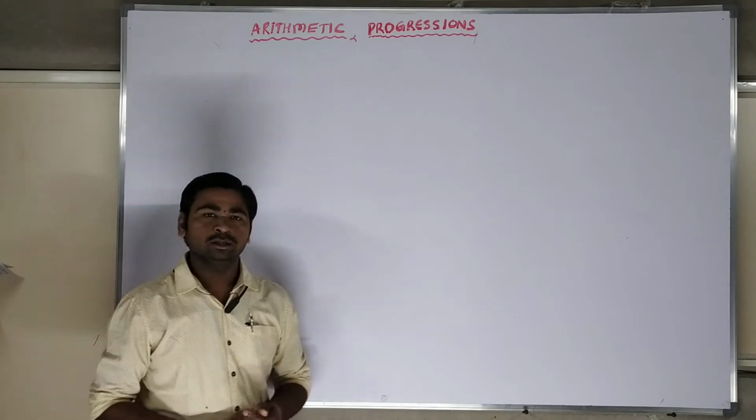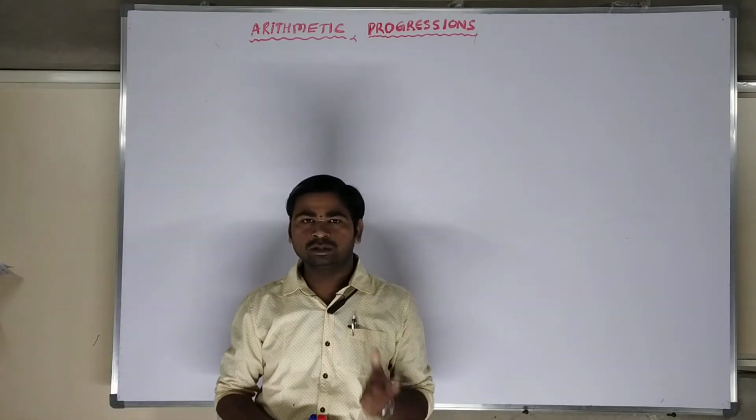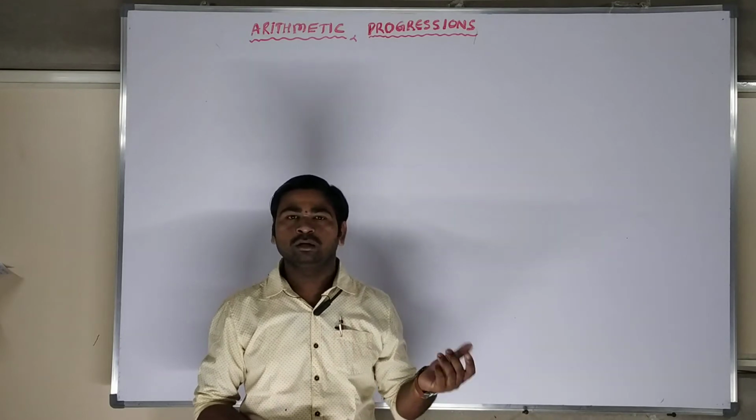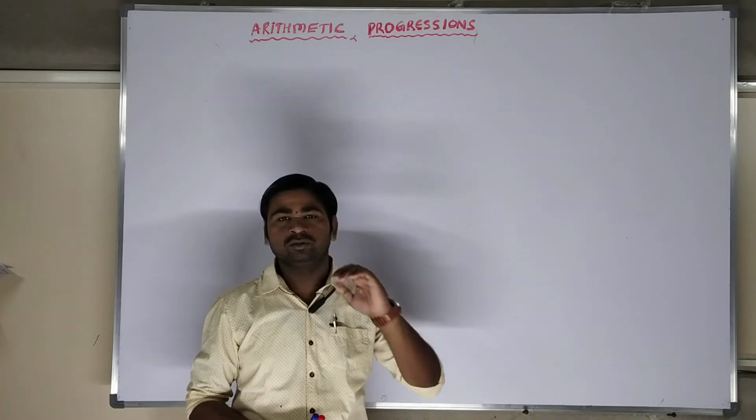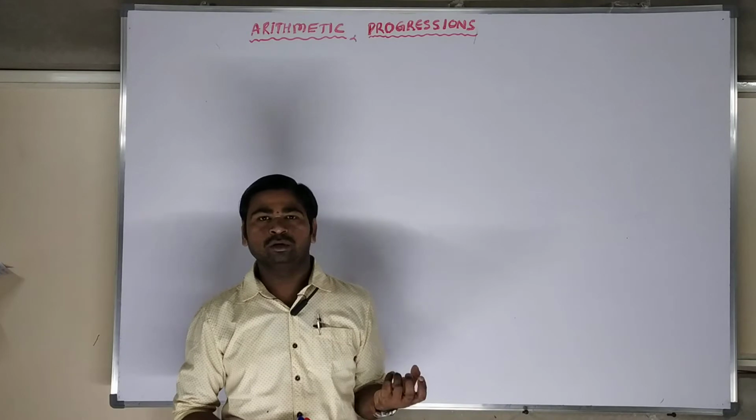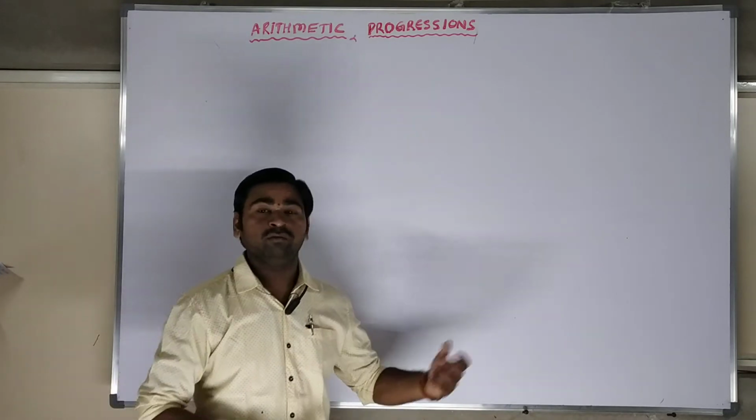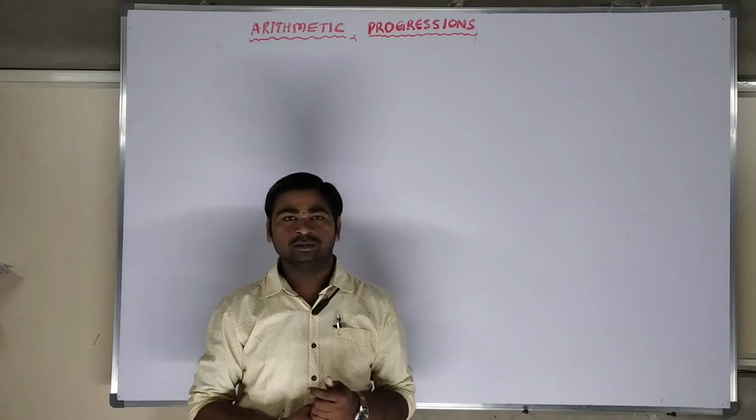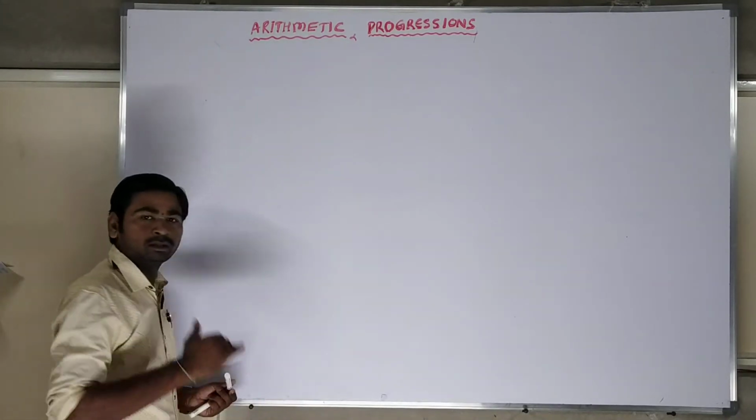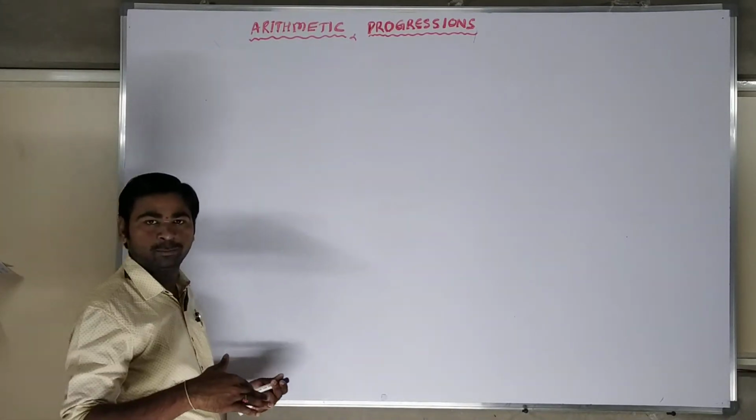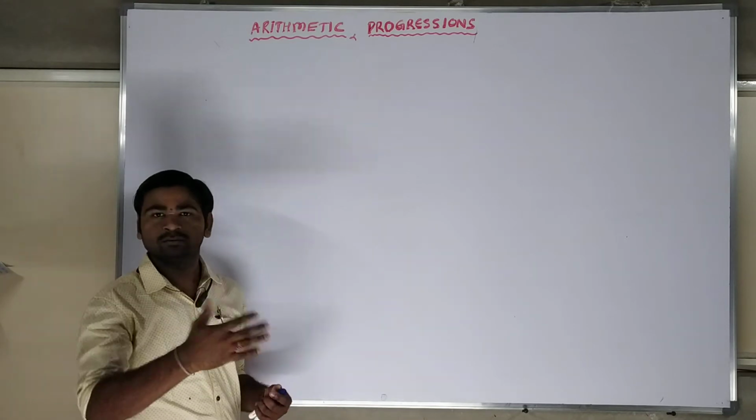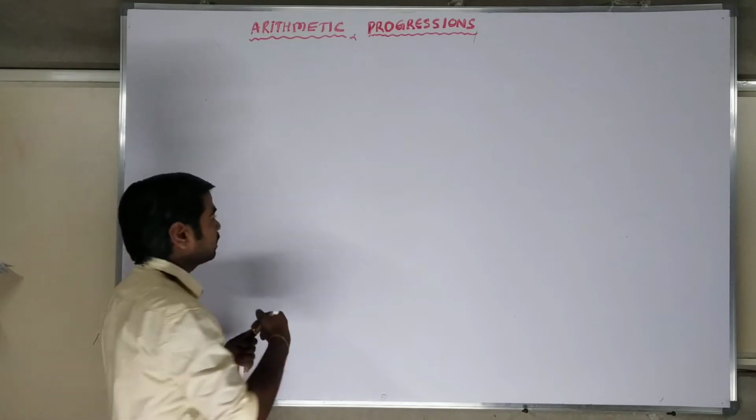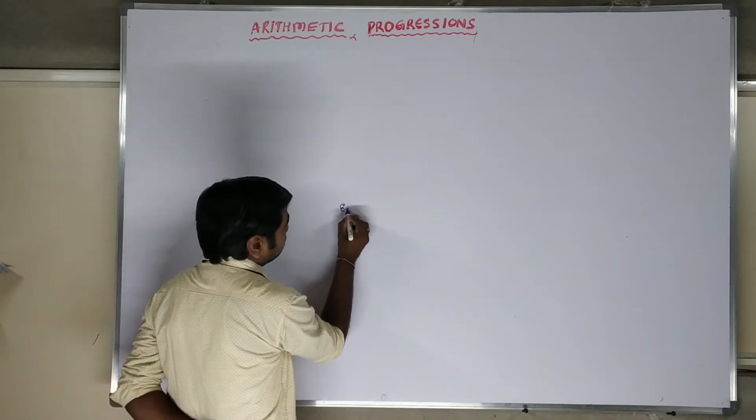A progression is nothing but a series. The series which will be following some logic, working with some logic. Such a kind of series is called a progression. A progression is nothing but a sequence, a set of numbers, which will follow certain logic. Let us write one example of progressions.